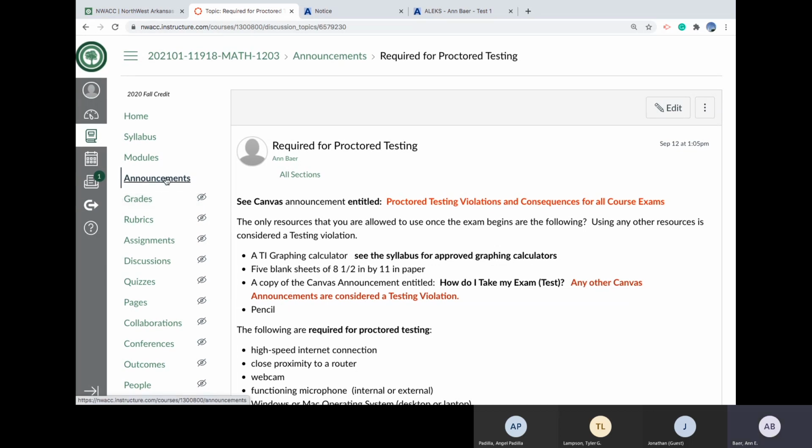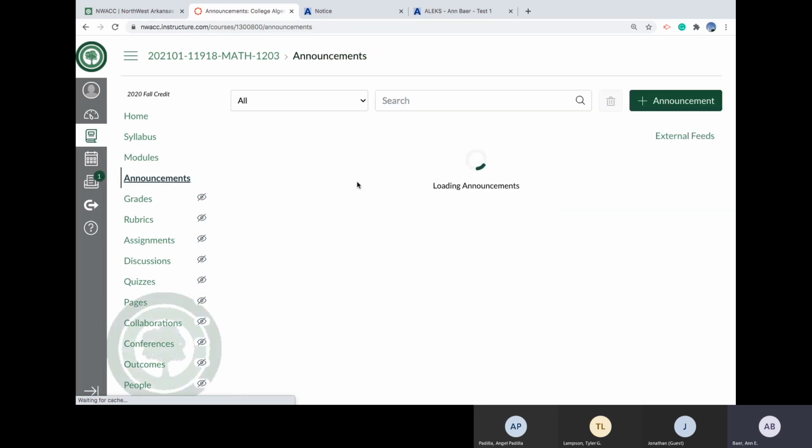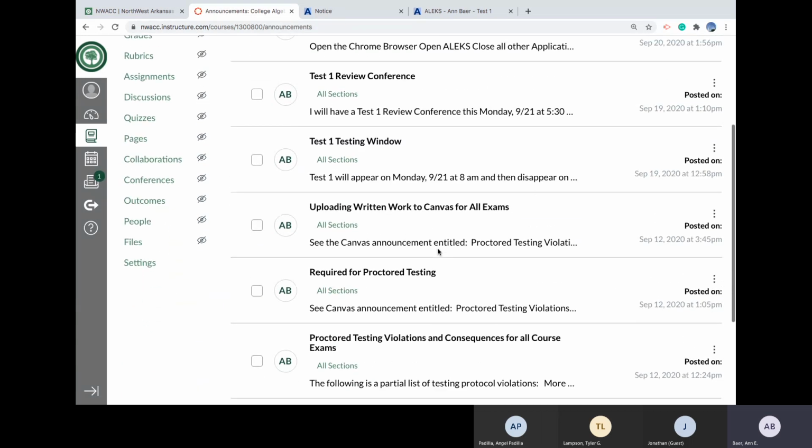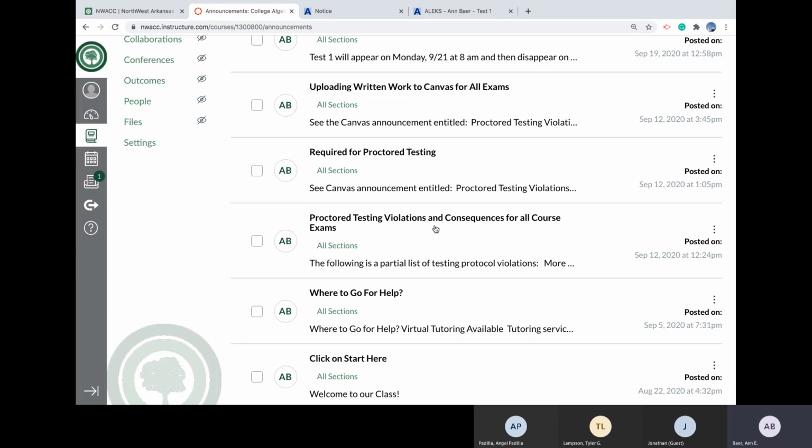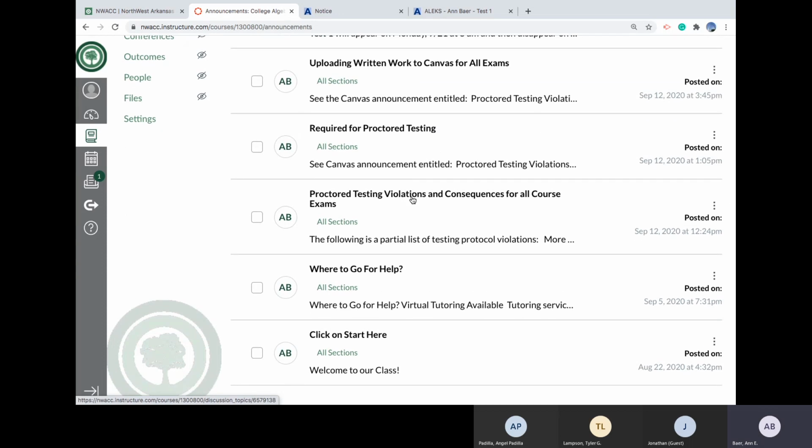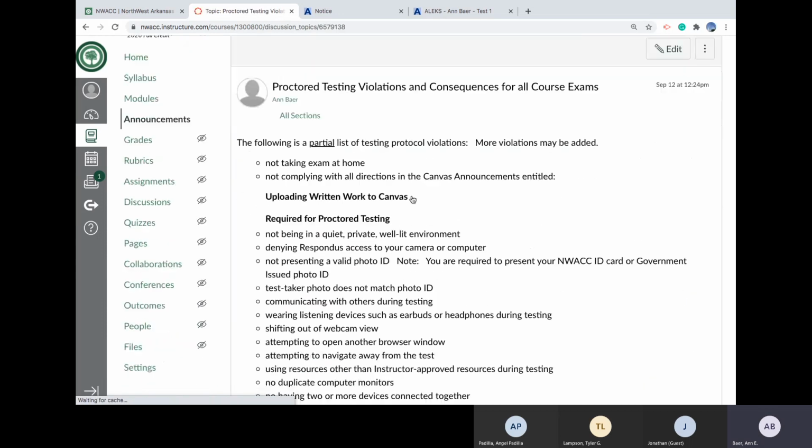Let's go through and take a look at the announcements again. I want to make sure I'm hitting on all the important ones. Yeah, I think we only have one more. Let's look at the proctor testing violations.